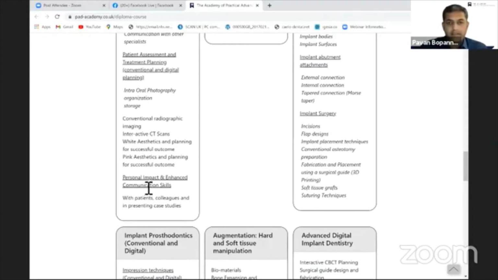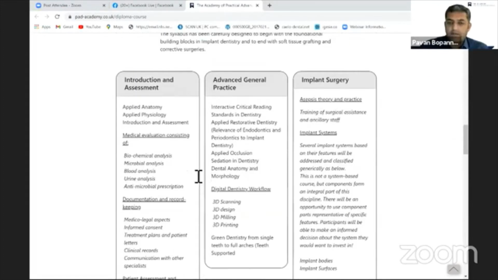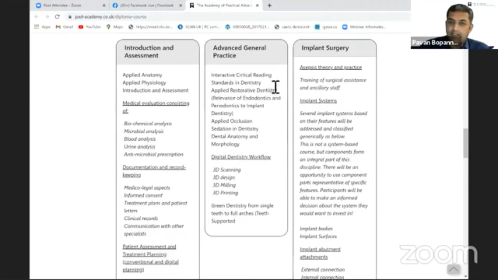Okay, so unit 2 is mainly online. So advanced general practice unit. I personally feel it's very, very important for you to have all these general practice skills to be a good implant dentist. So we've put all that together. Interactive critical reading will be a part of this, and our very famous Dr. Thomas Kos will be doing that for us.